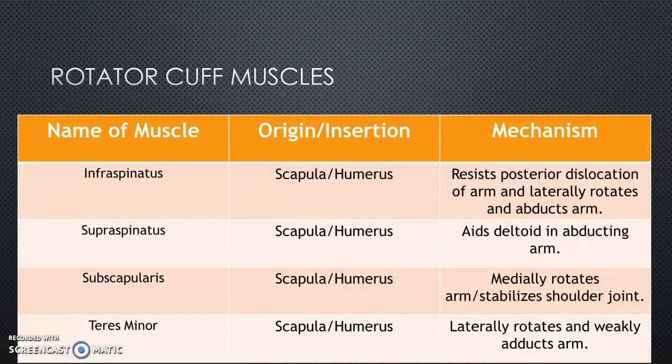The different muscles of the rotator cuff include these four muscles right here. Those are the infraspinatus, the supraspinatus, the subscapularis, and the teres minor. All of these muscles have the same origin and insertion, originating on the scapula and ending on the proximal part of the humerus. The mechanisms for these muscles include posterior and anterior rotation, abducting and adducting the arm. It also helps prevent dislocation of that shoulder joint as well.